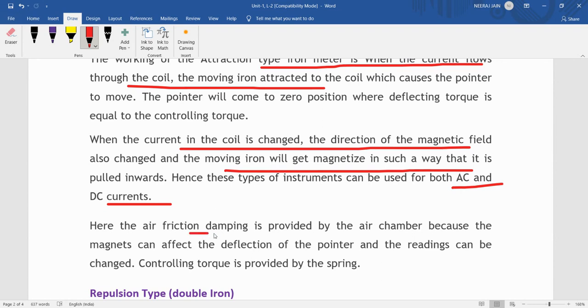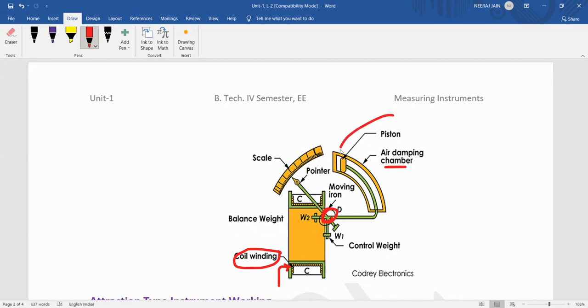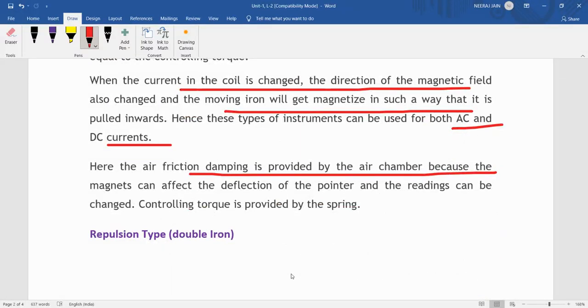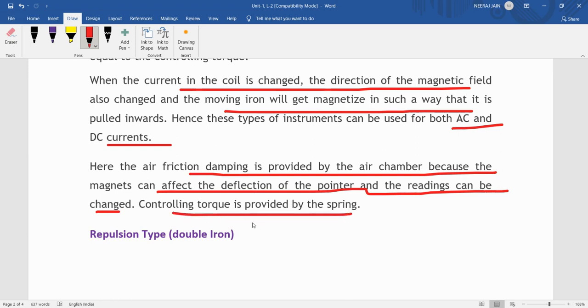The friction damping is provided by the air chamber. यहाँ पर जैसा कि हम देख सकते हैं, यहाँ पर damping है वो इस इंस्ट्रूमेंट को प्रोवाइड करते हैं. And what is the purpose of the damping? An external magnet can affect the deflection of the pointer and the reading can be changed. So the controlling torque is provided by the spring. और यहाँ पर जो डैम्पिंग है उससे हमारा फ्रिक्शन रिड्यूस होता है.